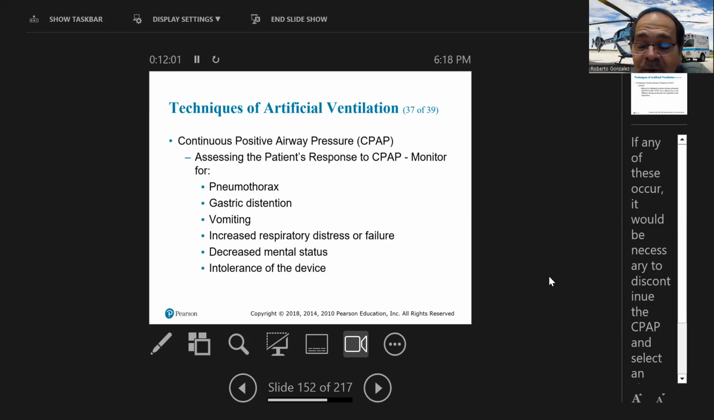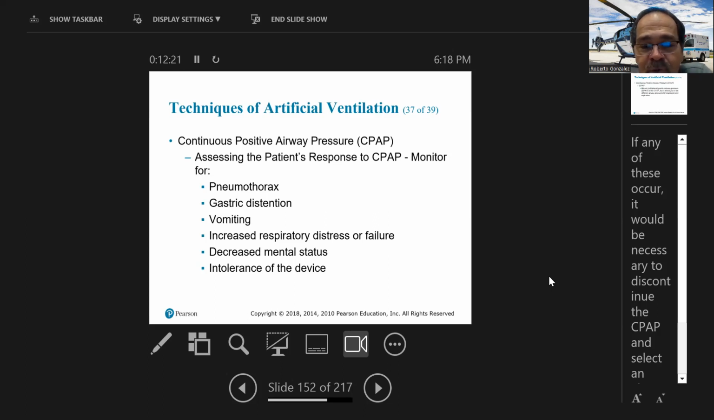Gastric distension. Now, what is gastric distension? When there's air inside of the stomach. Yeah, when air accidentally goes inside the stomach, and the reason that happens is because you're blowing air into the airway, and sometimes you'll just get a little bit of air in the stomach.